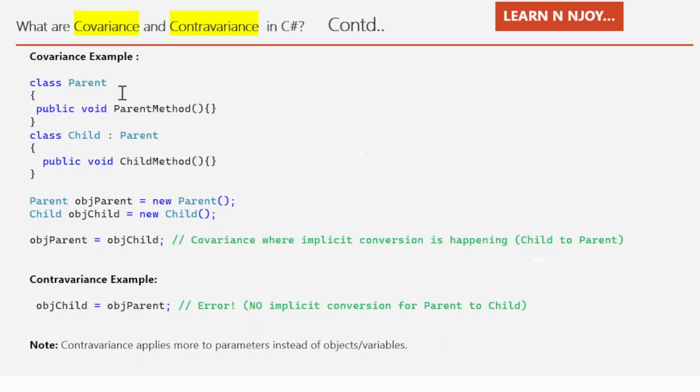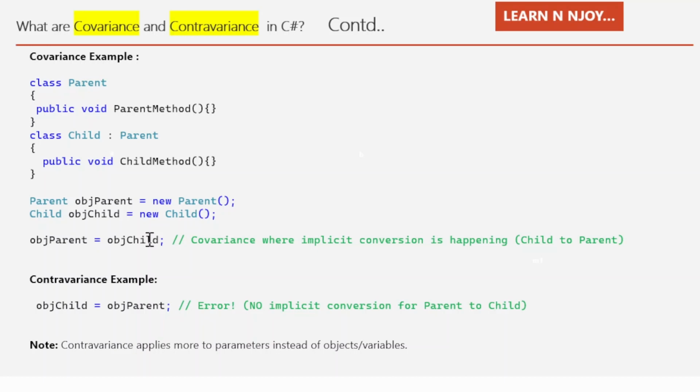Child class inherits the parent class. Parent class has parent method and child has child method. Now I have created the object of these classes where class reference is carrying same class object itself, and that's what I have written: Parent objParent = new Parent(); Child objChild = new Child(). Now I have written objParent = objChild.